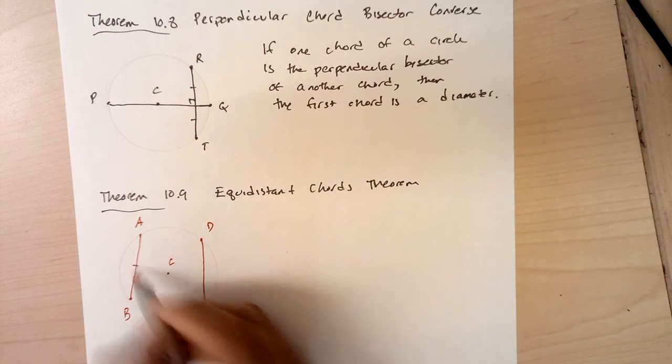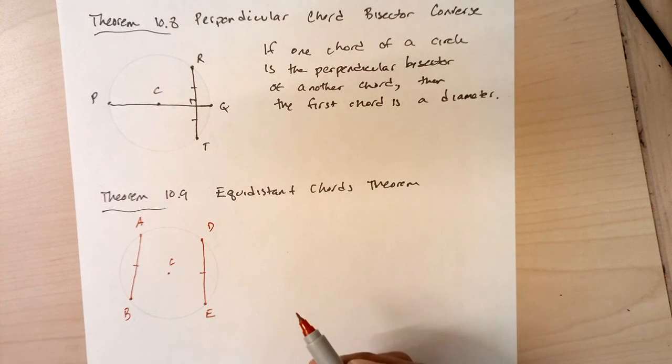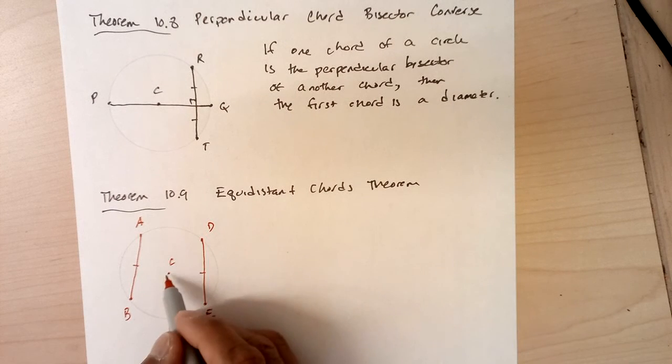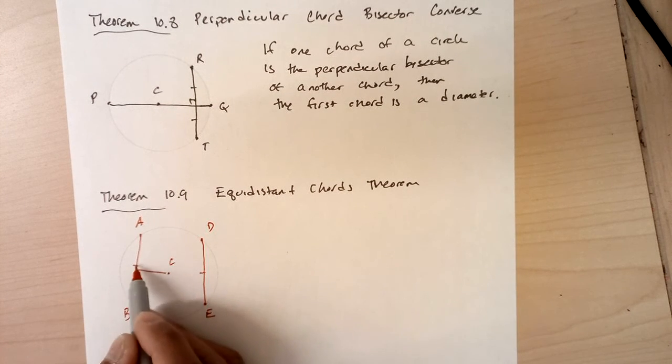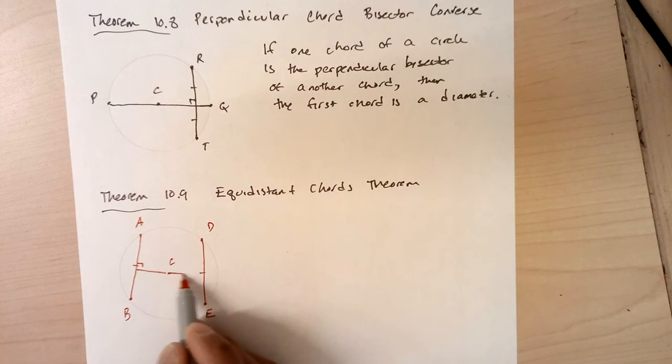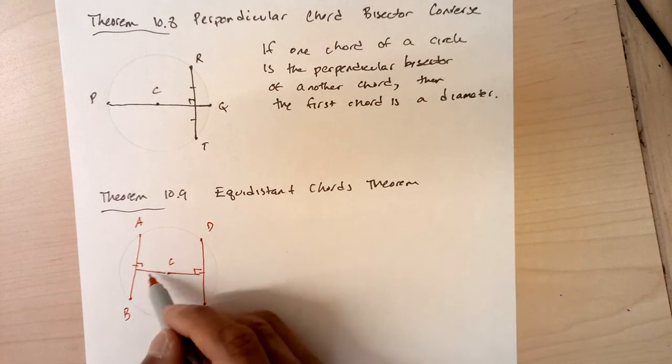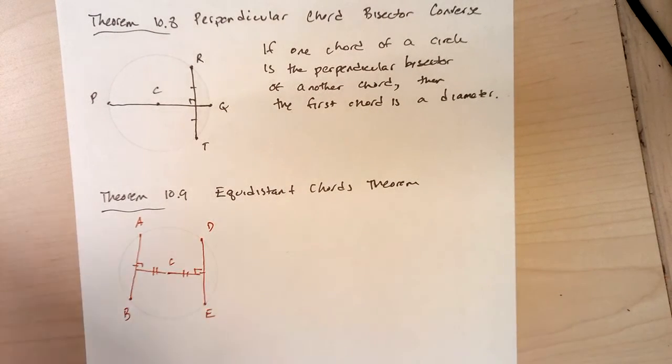If you have chord AB congruent to chord DE in the circle, then they're the same distance away from the center. Recall that the center is a point. So really you're calculating or figuring out the distance of a point to a segment, which is similar to figuring out the distance from a point to a line, because the distance has to be a perpendicular segment from the point to, in this case, the segment. So these distances would have to be the same.